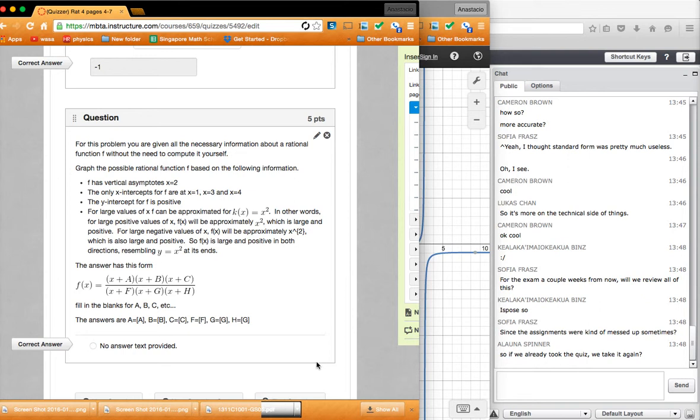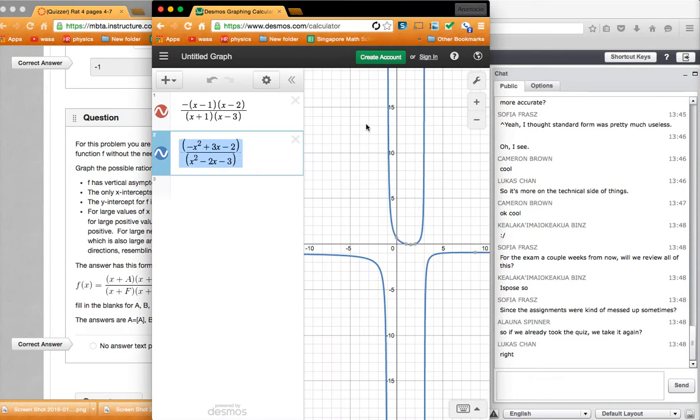I got a vertical asymptote at 2, x equals 2. So there's only one vertical asymptote. So that means what is in the denominator?